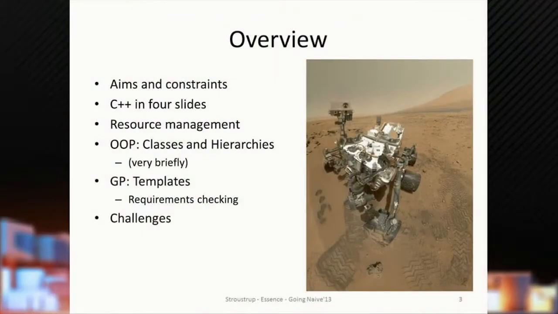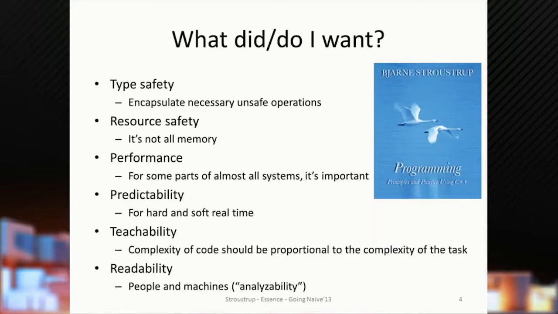Of course, I can't quite resist showing some new and nice stuff. So the last 15 minutes or so will be about something from C++14. But basically, I'll talk about aims and constraints on the development first. Then I'm going to try and explain C++ in 4 slides. And then go into some details about resource management, object-oriented programming, generic programming, and what challenges lie ahead.